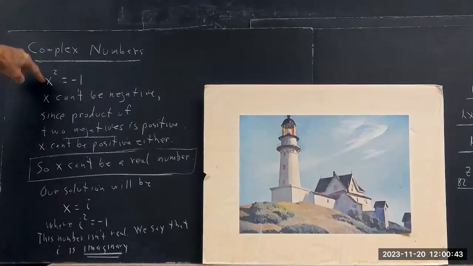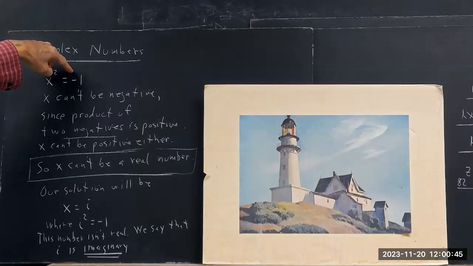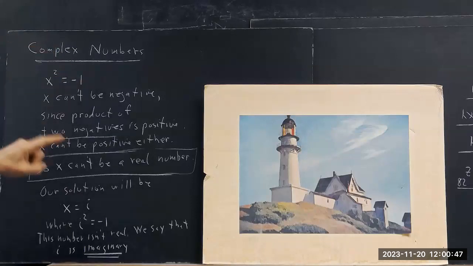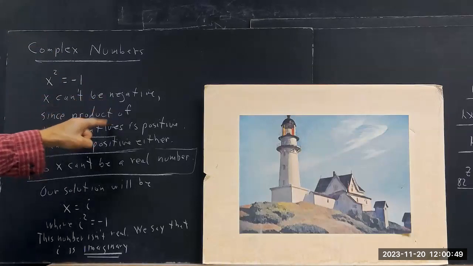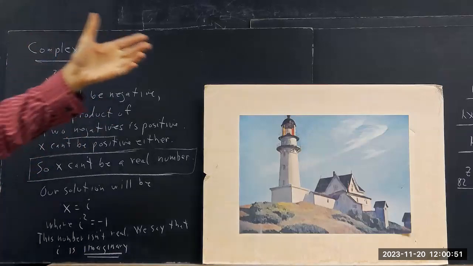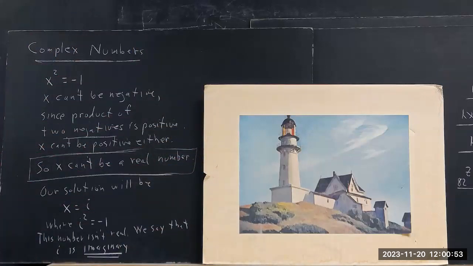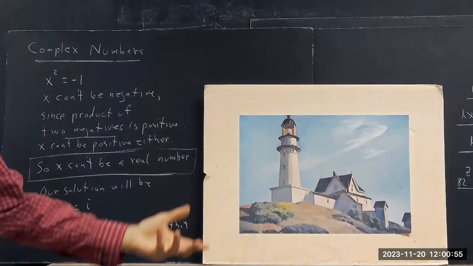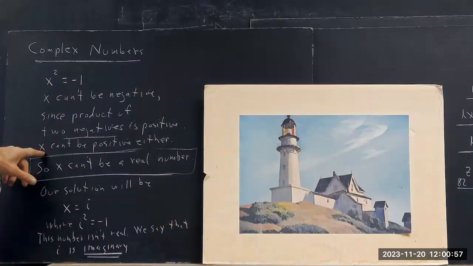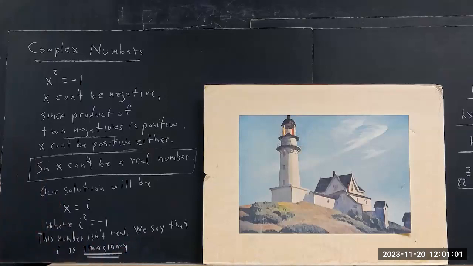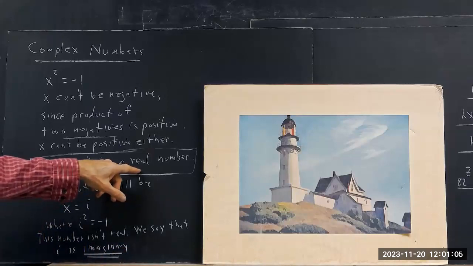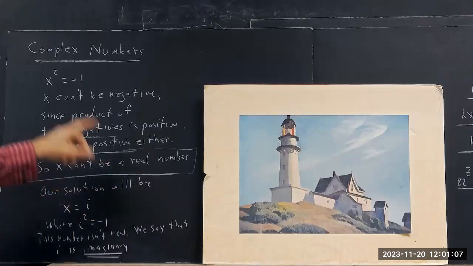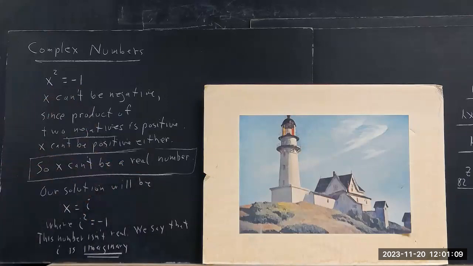Okay, we start with the equation x squared equals -1. If there's a solution, it can't be negative, because if you multiply two negatives, you don't get a negative. So when you square a negative number, you've got to get a positive. It can't be positive either, because if you square a positive number, certainly you get a positive number. So x can't be a real number, okay? Solution of this equation can't be real.